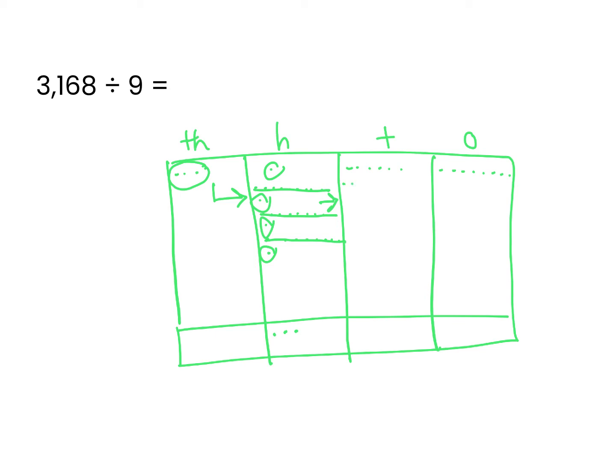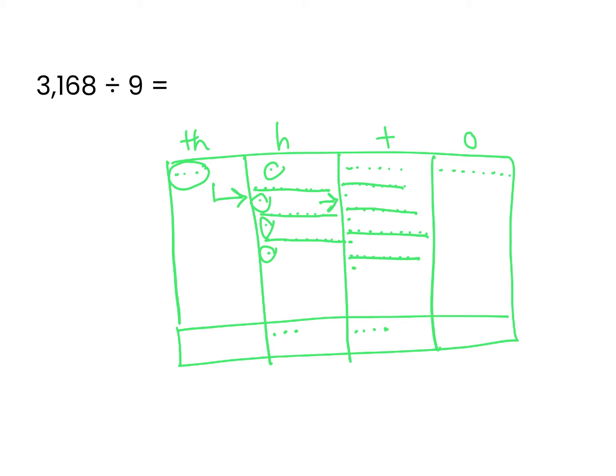So 1, 2, 3, 4, 5, 6, 7, 8, 9, 10. That's 1 group. 2 groups. 3 groups. And 4 groups. So I'm going to mark those off. There's 1 group, 2, 3, 4, and let's see if I have enough here.